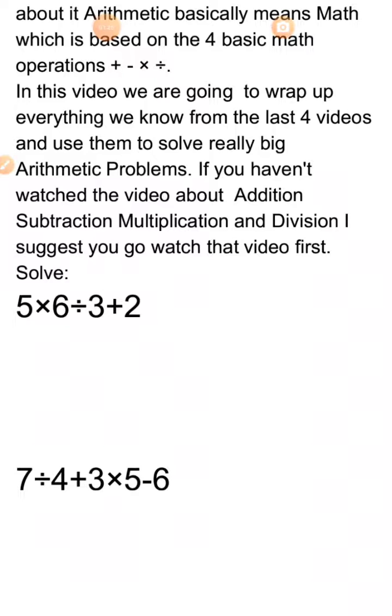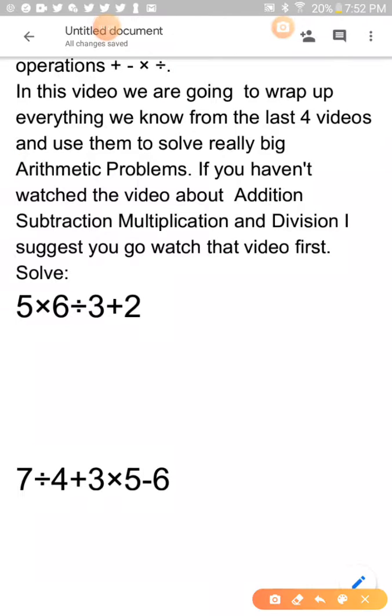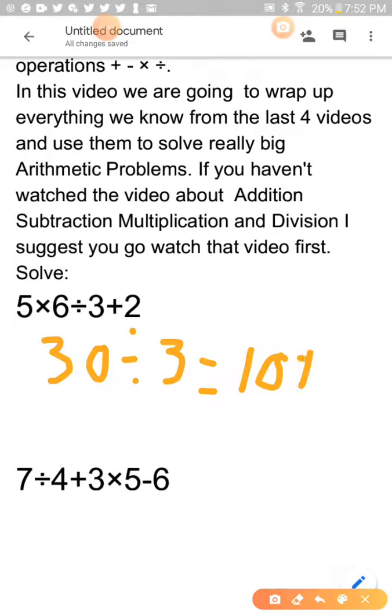5 times 6 divided by 3 plus 2. So, if you guys remember from the last video on how to do multiplication, we would multiply 5 times 6, which is 30. And then we divide that by 3. And then we would get 10. And then 10 plus 2 gives you 12. So we would get 12. So it's really not that hard.